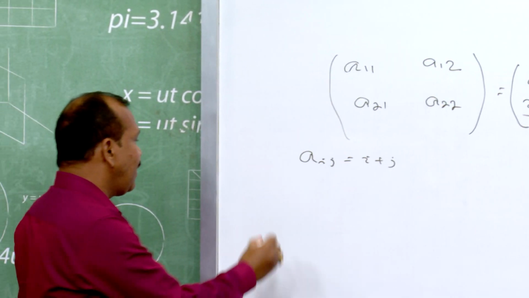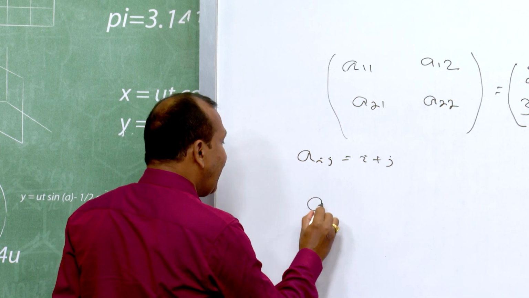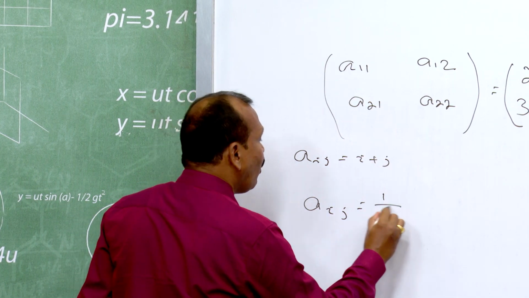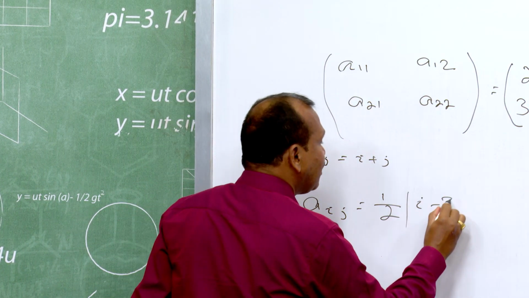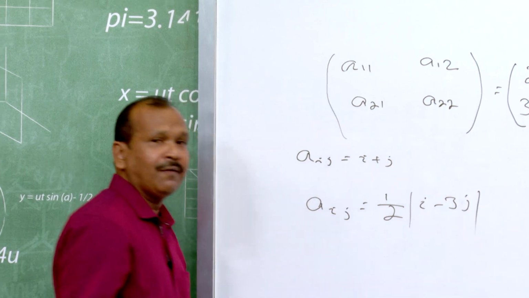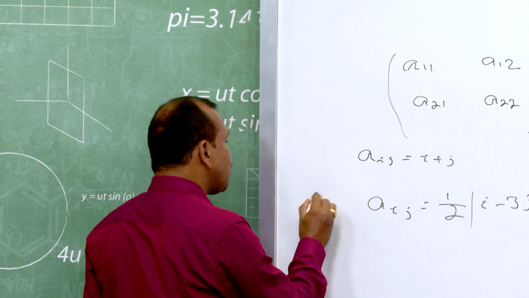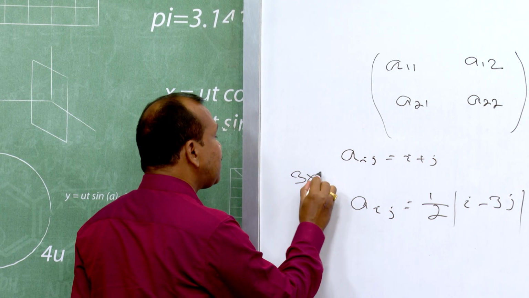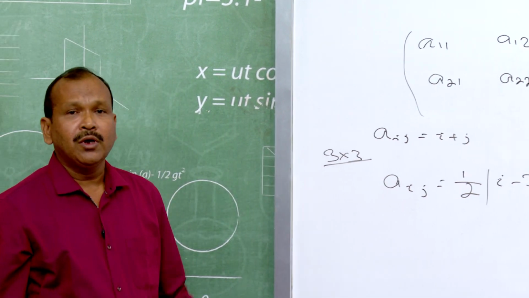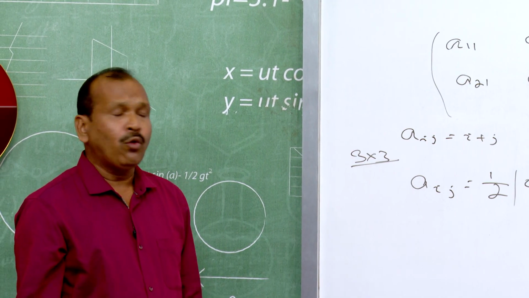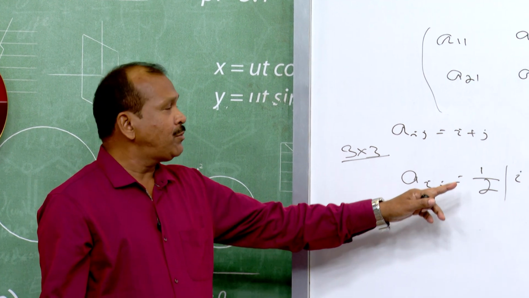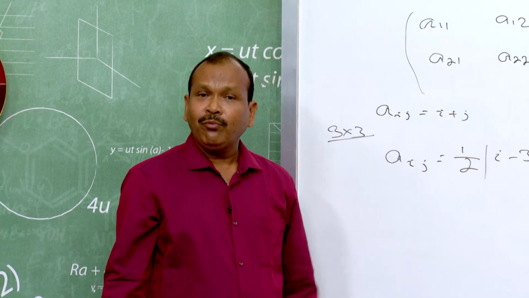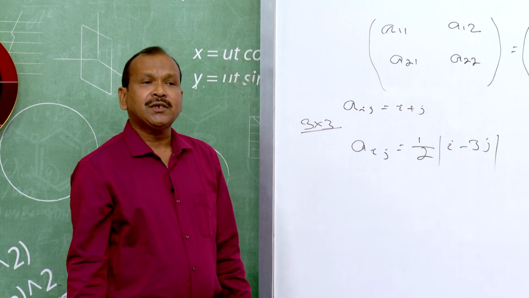Similarly, the second is given Aij equal to 1 by 2 times the modulus of i minus 3j. Construct a 3 cross 3 matrix. Question 2. Construct a 3 cross 3 matrix where Aij becomes half times the modulus of i minus 3j.